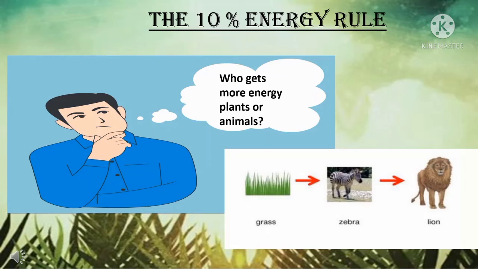Hello friends, confused about who gets more energy, whether it is the green plants who do photosynthesis, or the ones who eat the green plants, or the animals who eat other animals? This is what we are going to discuss today in our topic, the 10% energy transfer law.